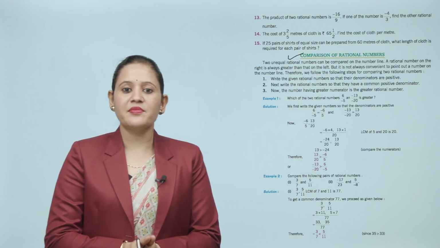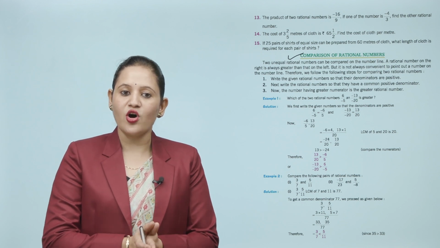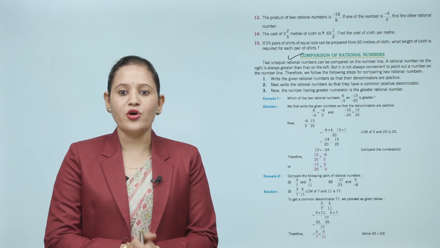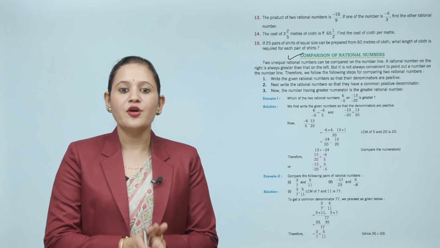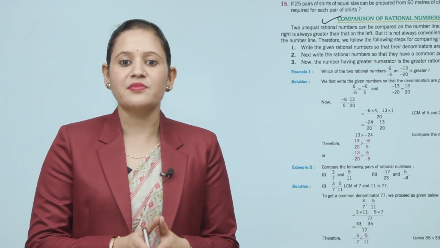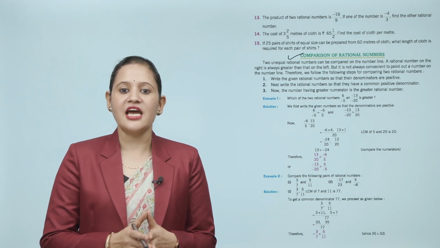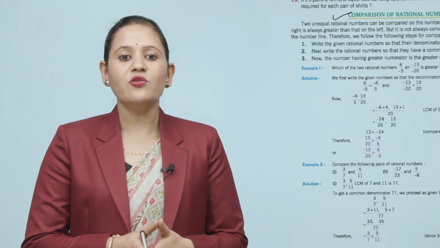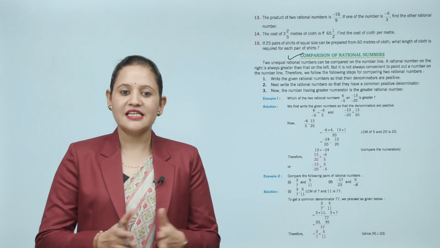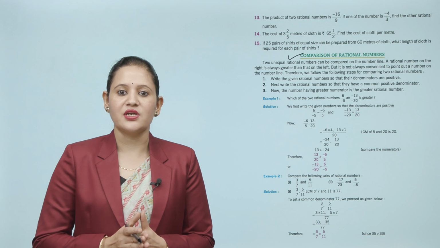Two unequal rational numbers can be compared on the number line. A rational number on the right is always greater than that of the left, but it is not always convenient to point out the number on the number line. Therefore, we follow the following steps to compare the rational number. First, write the given rational numbers so that their denominator are positive. Next, write the rational numbers so that they have the common positive denominator. Now, the number having greater numerator is the greater rational number. Clear?